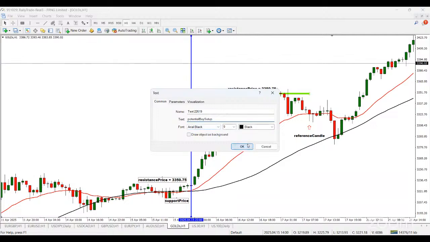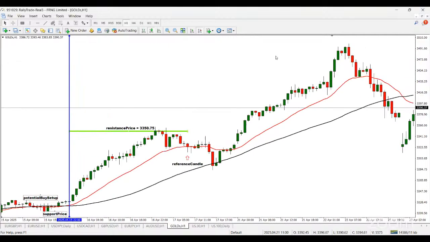Right. So all you need to do now, once you have figured out all these, is wait until there's a close above your resistance price. Now that you have identified your reference candle, wait for a close above the resistance price. As long as this red line remains above the black, you can now wait for your breakout. And this guy is going to be that candle.